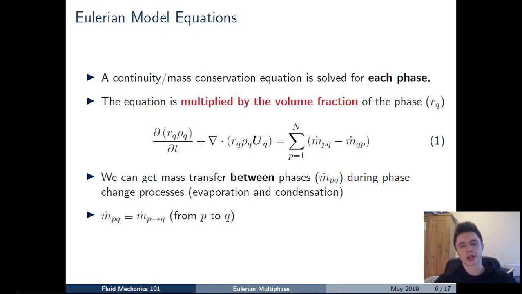And just a quick note on the notation we're using here, the subscript PQ indicates mass transfer from P to Q, and that makes sense because the continuity equation is written for phase Q, and so any mass transfer from phase P to phase Q is a source term in that continuity equation. The other term, m dot QP, represents mass transfer the other way, from Q to P, which is a sink term, which is why it's negative in the continuity equation.